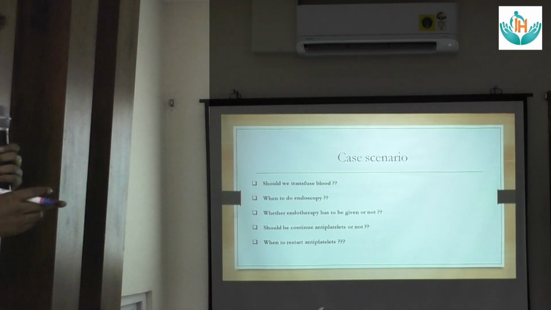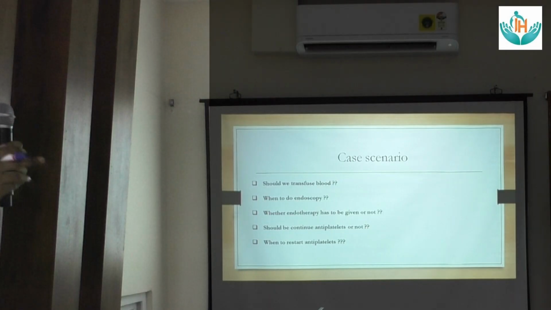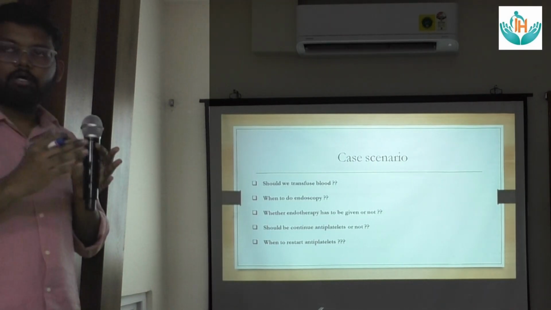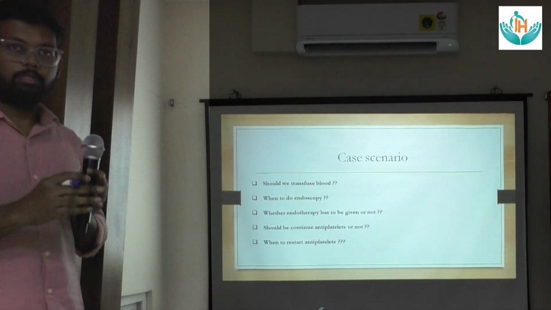The questions in this case are: should we transfuse blood? HB is 5 and she's a cardiac patient. Our target is 8 to 9. So we gave her 3 or 4 PRBCs and maintained HB at 8 before doing endoscopy. We stabilized her with blood products and IV fluids, and we did endoscopy in the next 6 hours.